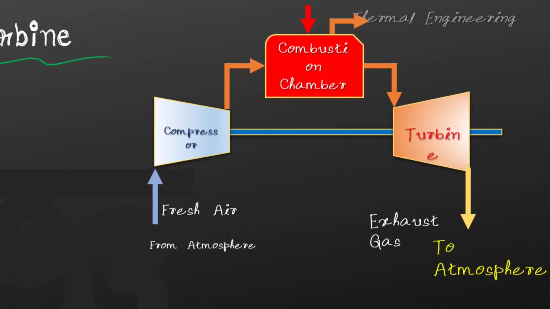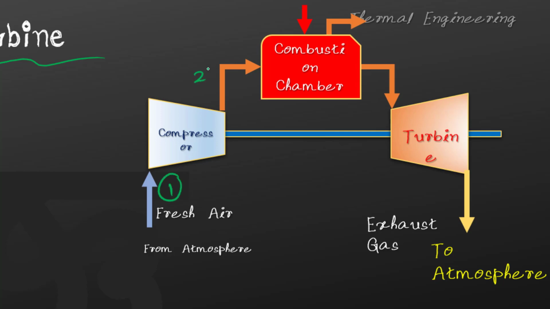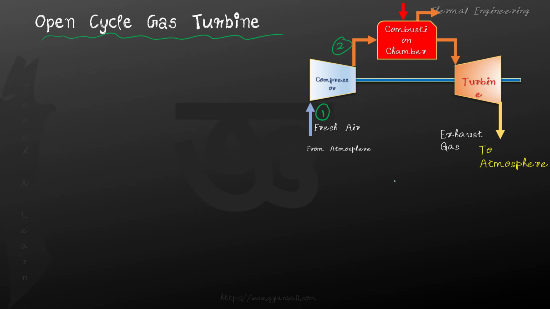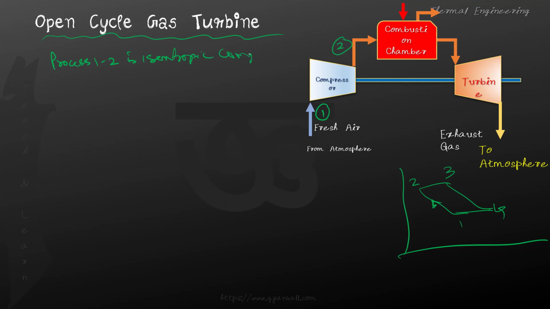Now you can tell me, process 1-2, what is the process? We can draw the PV diagram also, but this is called a block diagram, or schematic diagram. If you draw the PV diagram, then it will be like this. 1, 2, 3, 4. So process 1-2 is what type of process? Isentropic compression. So what happens in isentropic compression? Is there any heat interaction? Is there any work interaction? Manav? Sir, work interaction. Good. Excellent.